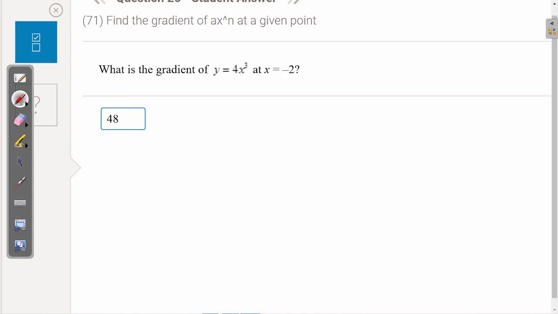Okay, this is easy. The derivative of this, y prime equals 12x squared, and at x equals negative 2, negative 2 squared is 4, times 12, 48.